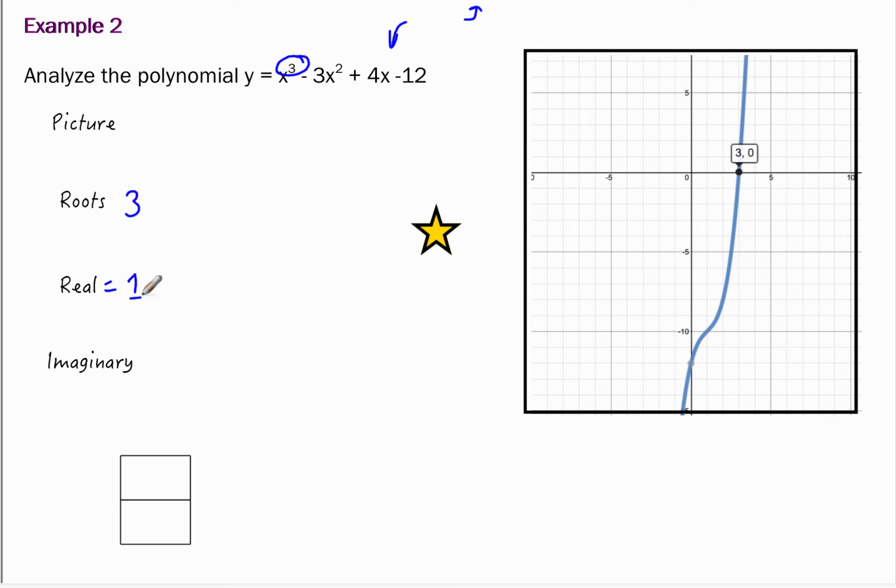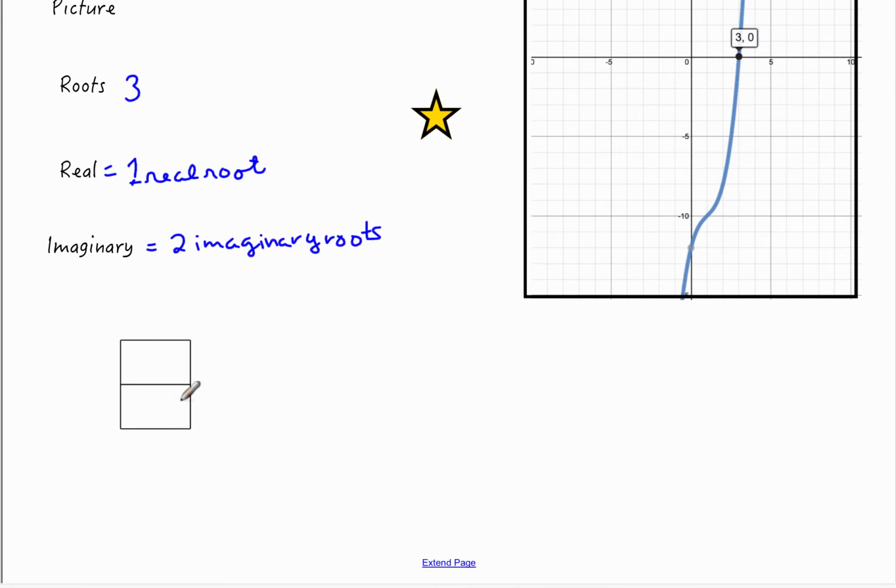Not the answer is 1. There is one real root. That's what I should really say. So that means there are 2 imaginary roots. All right, so if I wanted to find those 2 imaginary roots, I'm going to have to do a little division. So here's my table over here.